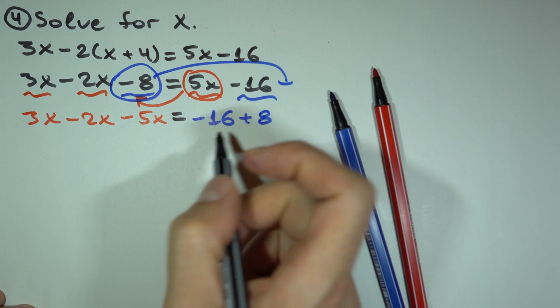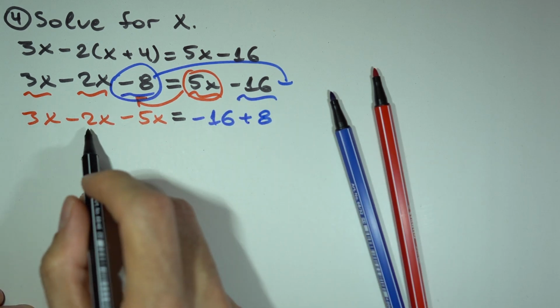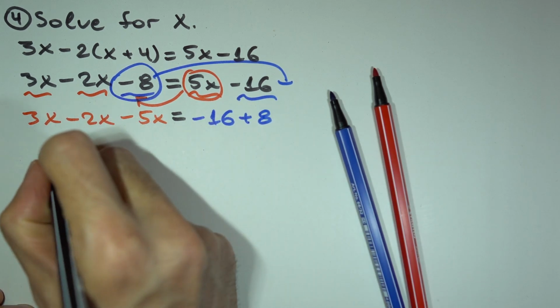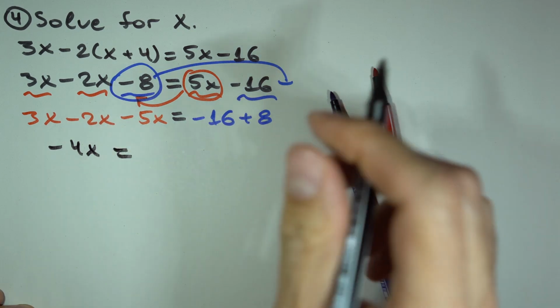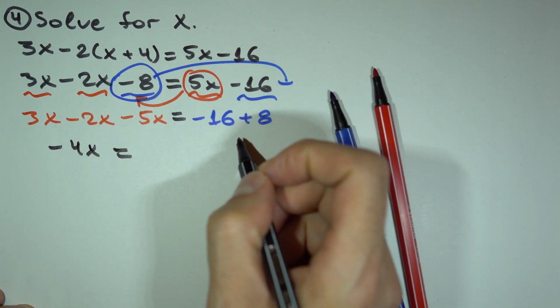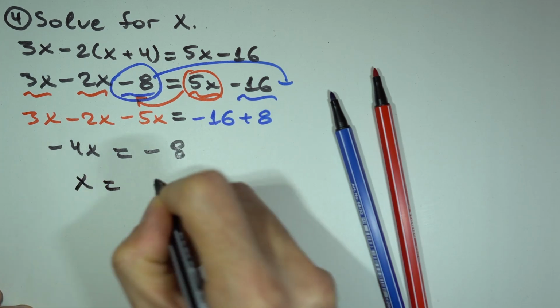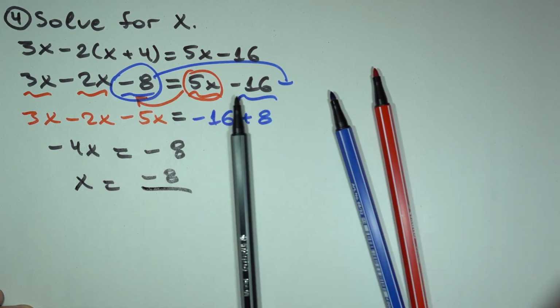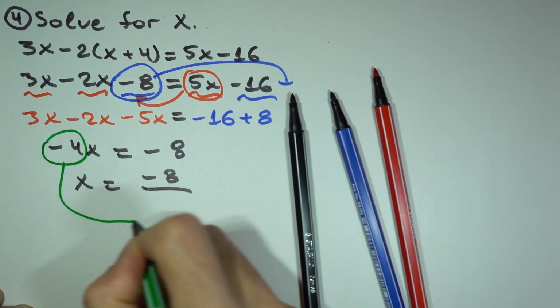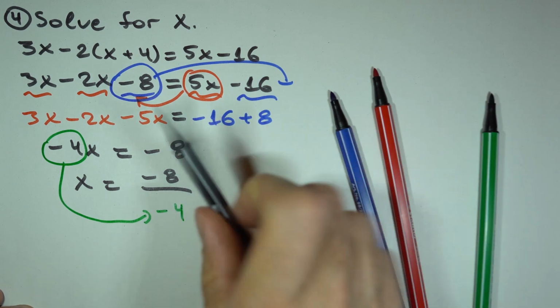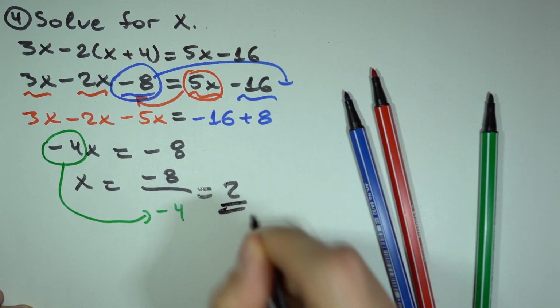This leaves us with the following. We have 3x minus 2x is x, minus 5x is minus 4x, equals minus 16 plus 8 is minus 8. X equals minus 8 divided by minus 4, or x equals 2.